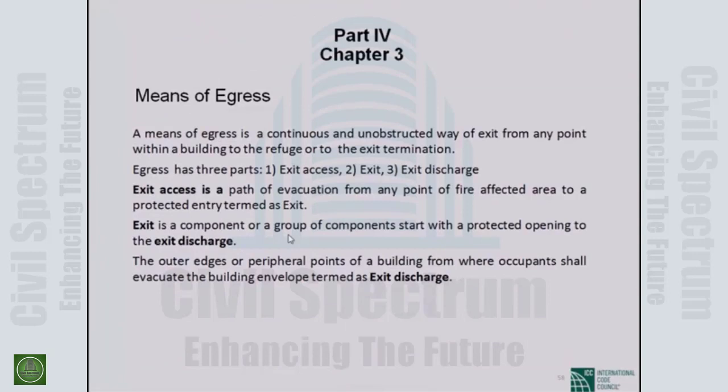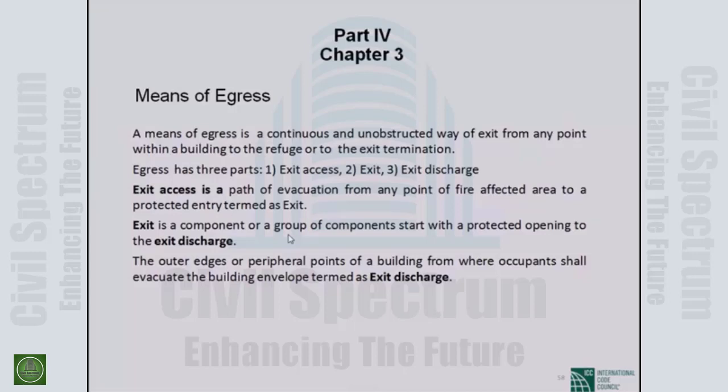Means of egress is what NFPA uses. Means of egress is a continuous, unobstructed way of exit from any point within the building to the refuge or to the exit termination. It has the same language and same meaning as the means of escape, but egress has a different combination, which is that egress has three parts: exit access, exit, and exit discharge.